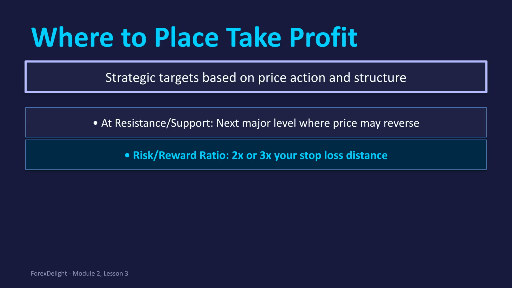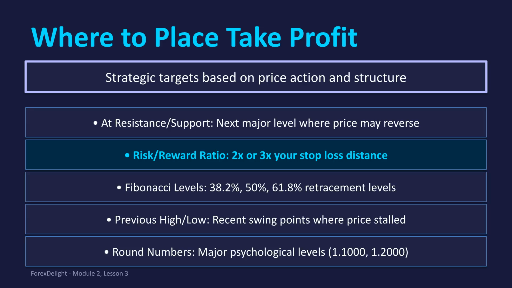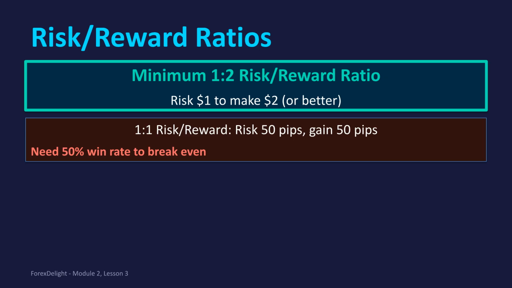Take-profit levels are strategic targets based on price action and structure. A good starting point is placing them at the next major resistance or support level where price may reverse. Alternatively, target a minimum 2x or 3x risk/reward ratio. Other strategic placement points include Fibonacci retracement levels like 38.2%, 50%, and 61.8%, previous swing high or low points, and major round numbers like 1.1000 or 1.2000.